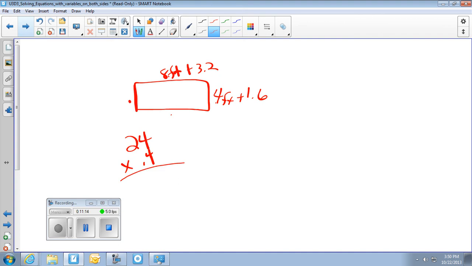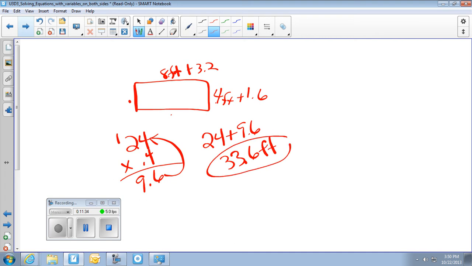And that should give you, let's see, 9.6. And I just need to add that to the 24 because that's the increase. So 24 plus 9.6 should give you 33.6 feet as your answer for the new perimeter that has a 40% increase.